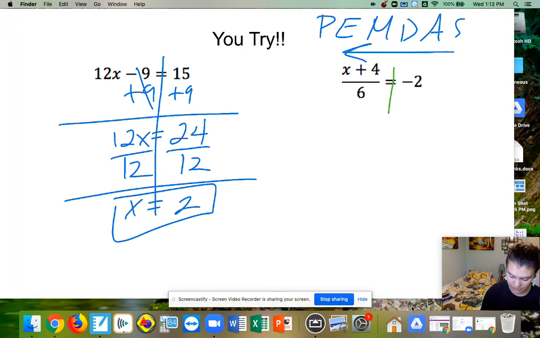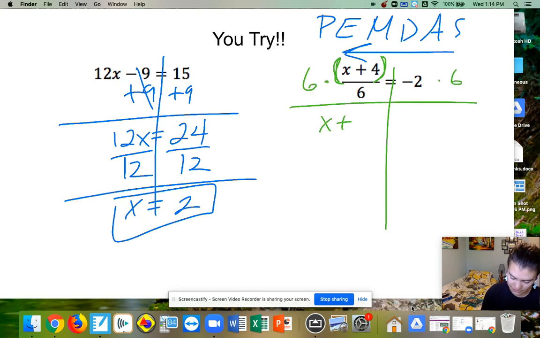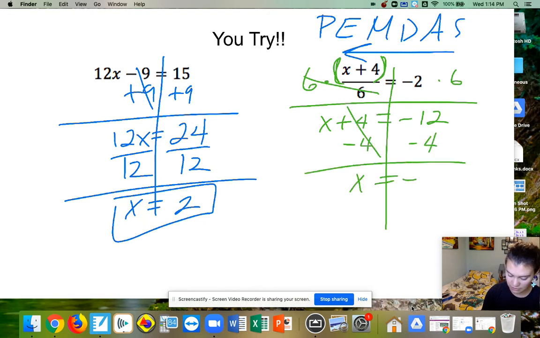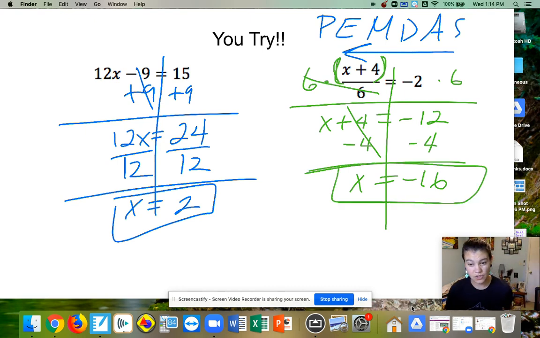Similar idea for the other side. This is the one with the imaginary parentheses up top. So you want to multiply by 6 first. The x plus 4 will drop down. When those cancel, it'll be equal to negative 12. Now you can subtract the 4 from both sides. Those will cancel, and we'll get negative 16. So that's your two-step equation.